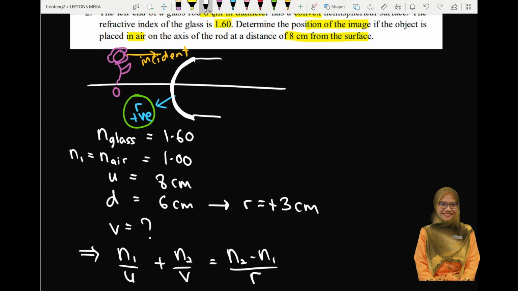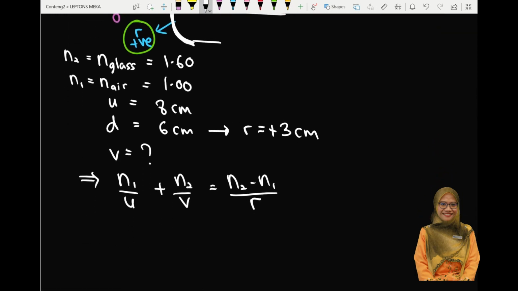Then the refractive index of the glass is our N2, because the refraction occurs inside. This is the refracted ray. Alright, so substitute into the equation.